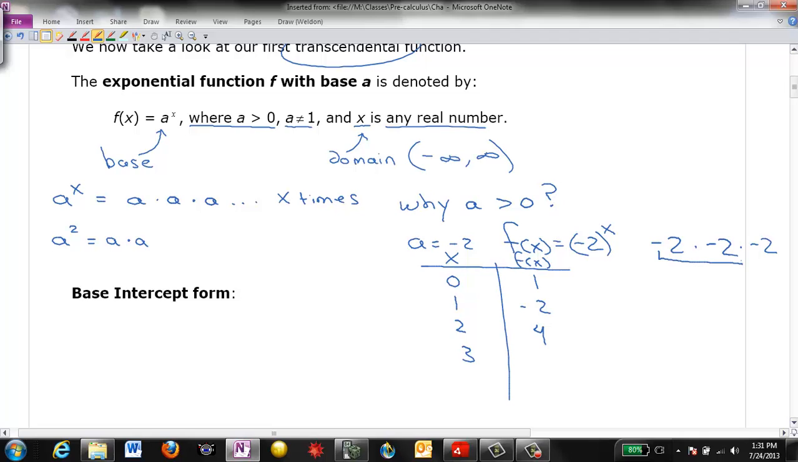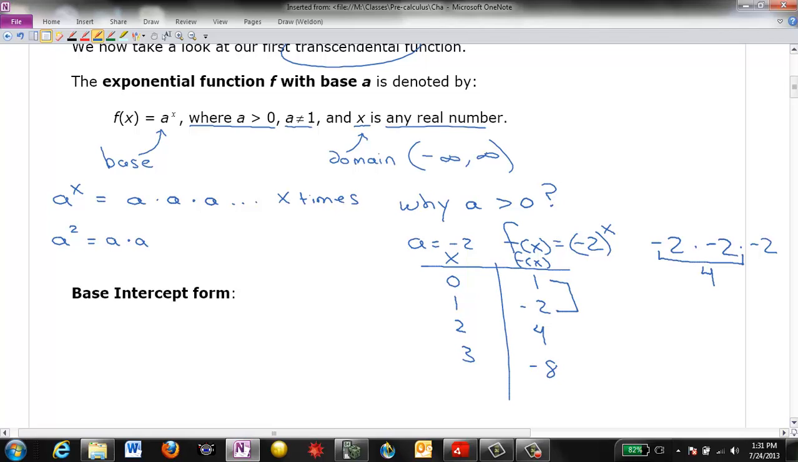So negative 2 times negative 2 was positive 4, and 4 times negative 2 is negative 8. Right, so notice what's happening here. As I go from the first number there, from 1, to negative 2, as I increase x, what happens to f of x is it alternates between a positive and a negative number. So that makes our function non-continuous, and we don't want a non-continuous function. So this is why we restrict a to being something greater than 0.